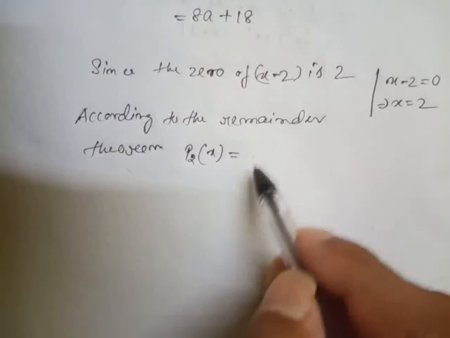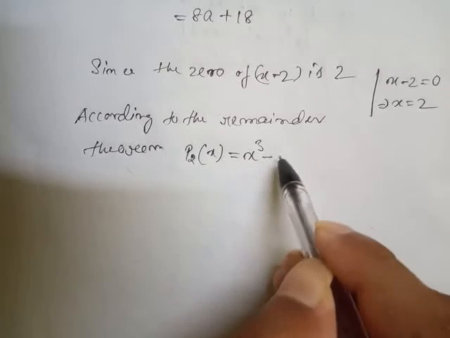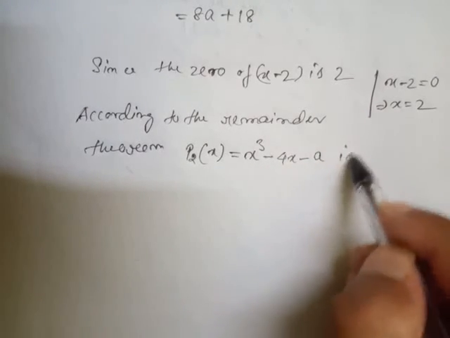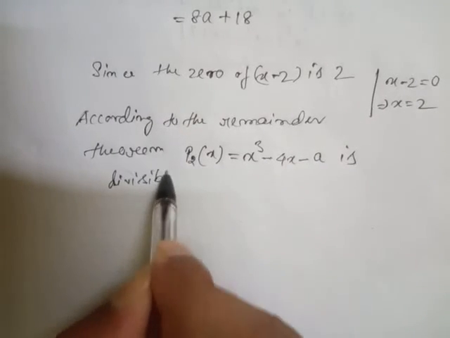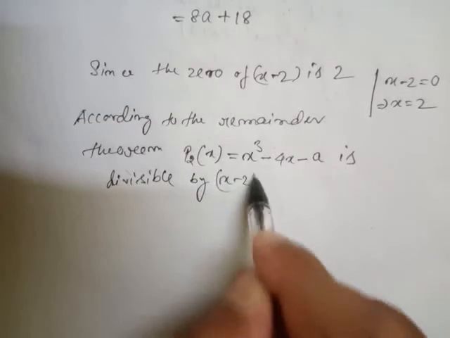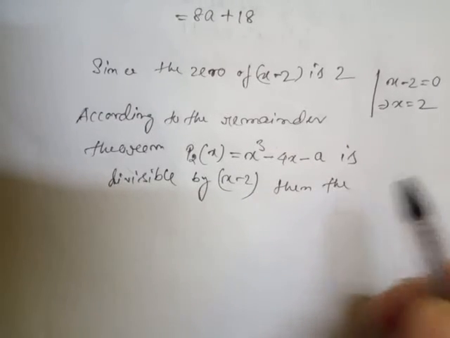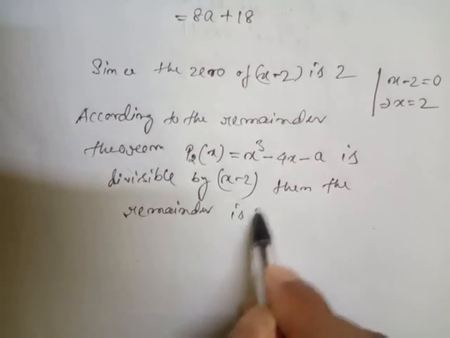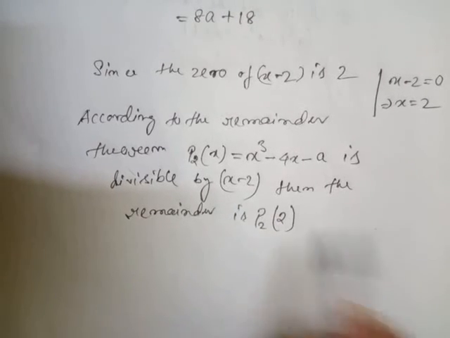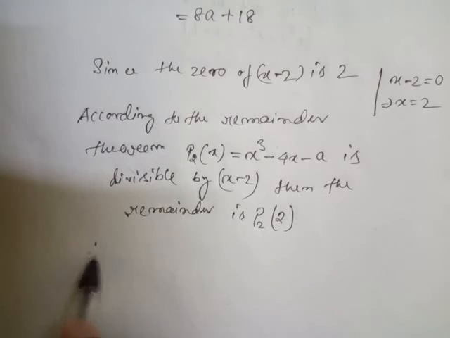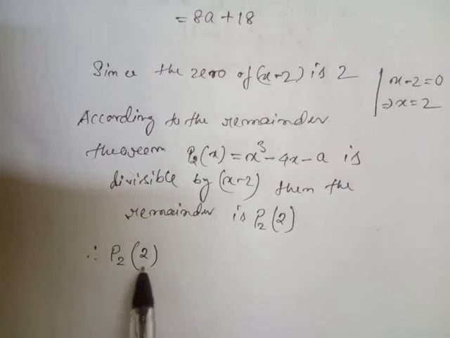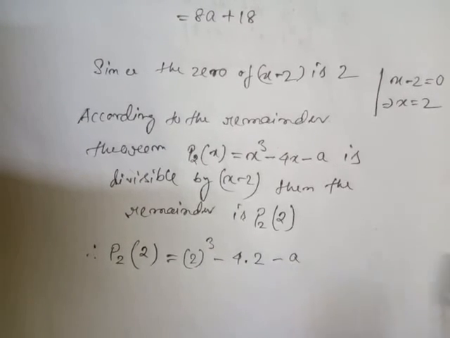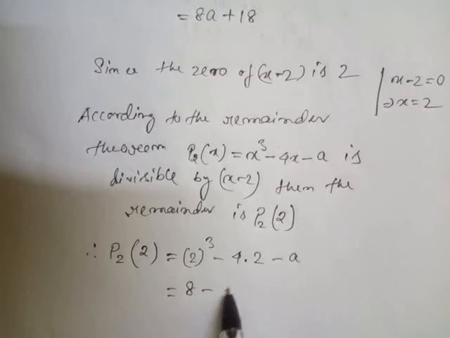P2(x) equal to the polynomial in the question, x cube minus 4x minus a, is divisible by x minus 2, then the remainder is P2(2). Now we'll put the value in place of x; I will put 2 here. So next would be 2 cube minus 4 into 2, then minus a. Now 2 cube is 8, 8 minus 4 twos is 8 again, then a.